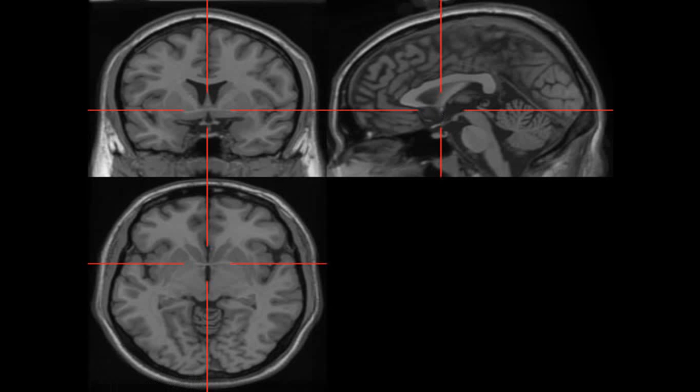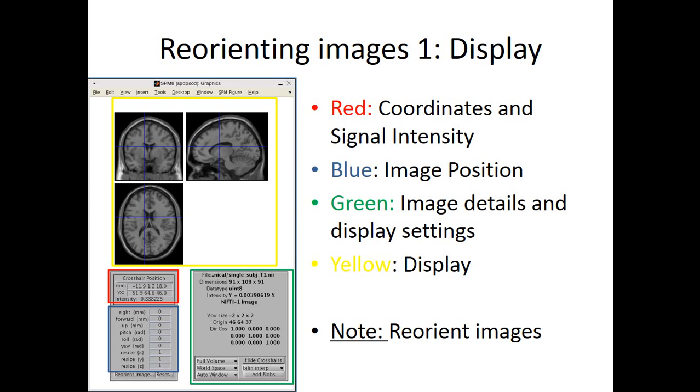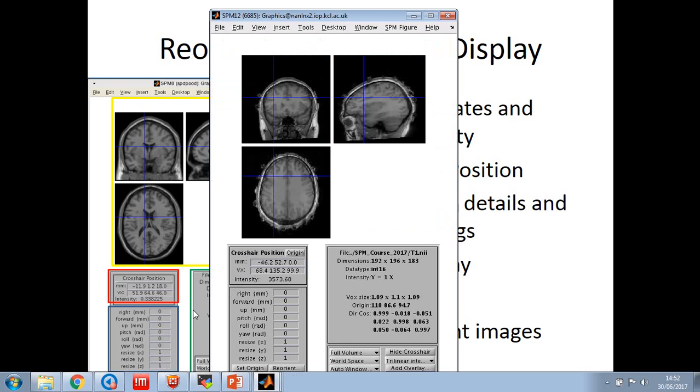So we need to set the origin to that location. And we do that using Display in SPM. So let's do that now, and I'll take you through the steps. So here you can see in red, there's some coordinates, intensities, it tells you the intensity, this tells you where we're pointing to. Here you can change the position, and this is where you reorient the images. But in SPM 12 it's slightly easier now, so let's move to SPM 12.